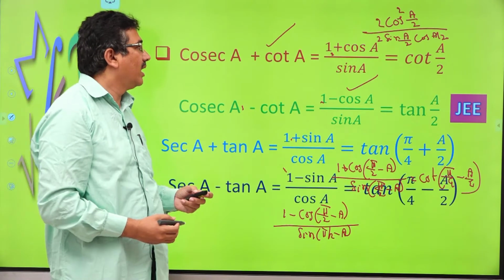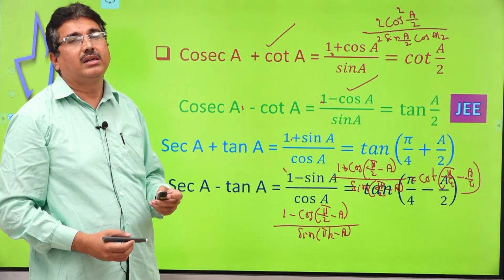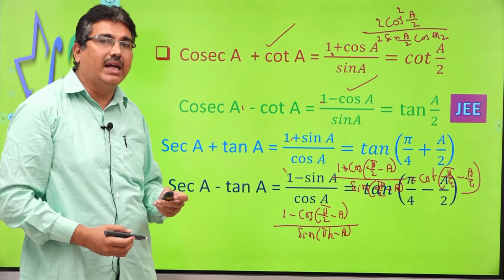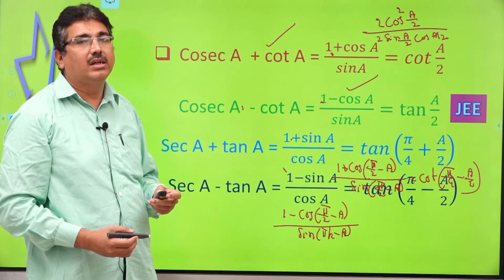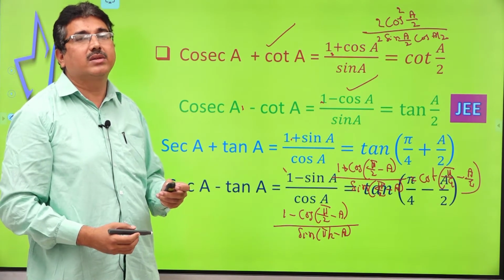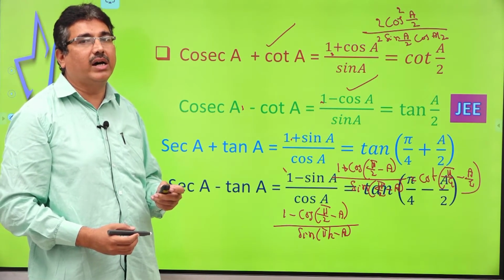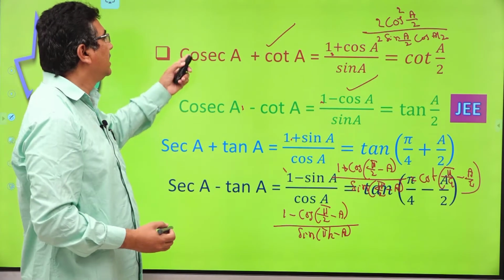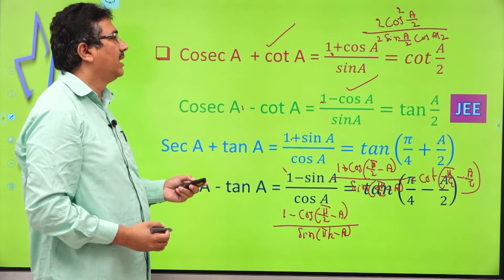Okay, right. Also, sin square A formula, sin square A by 2 formula, cos square A formula, cos square A by 2 formula, tan square A formula, tan square A by 2 formula. Right. These are also very, very important results.